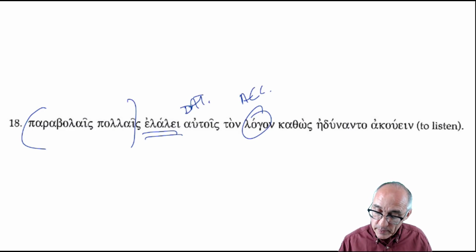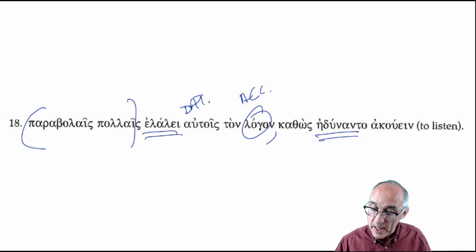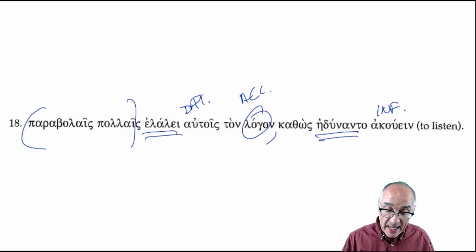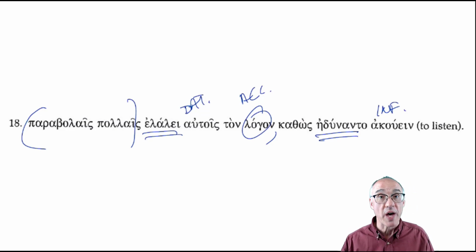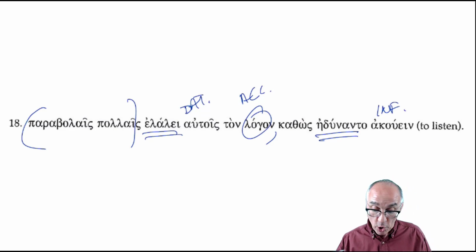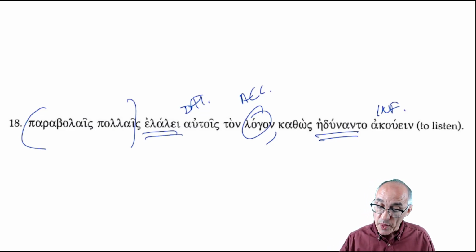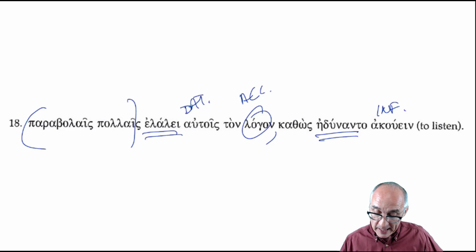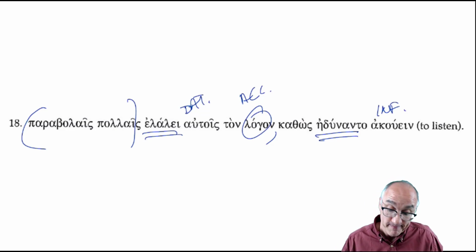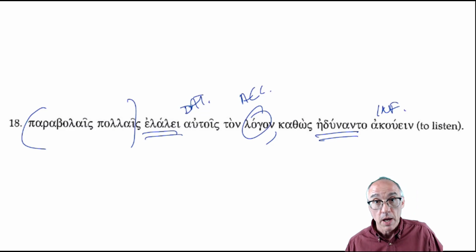And this is another verb in the infinitive. So, by means of many parables, he was speaking to them the word. And likewise, they were capable to listen. We've got two verbs here.